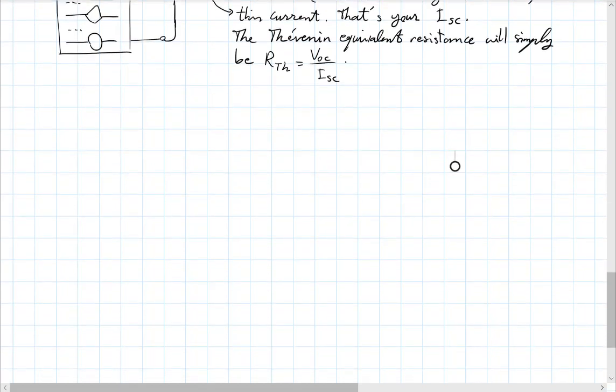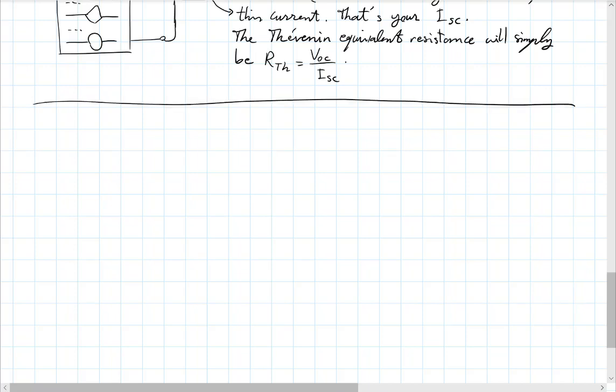Now, how are we doing time-wise? So let's look at an example. The same example that I drew last time. Find the Thevenin equivalent.